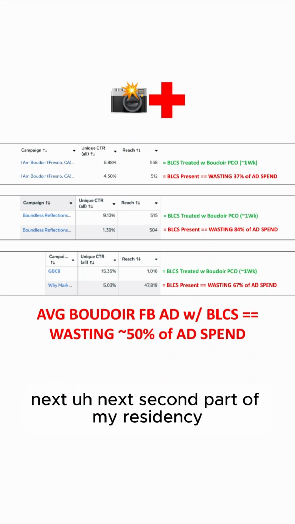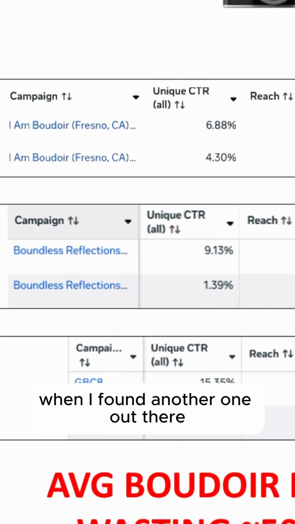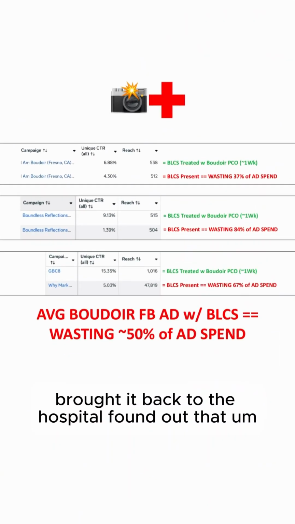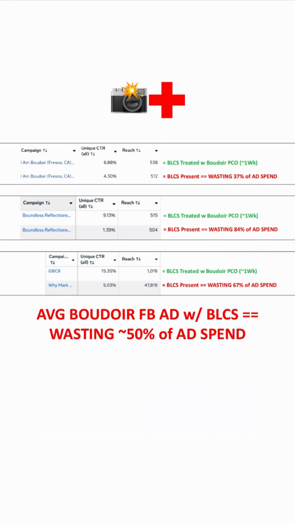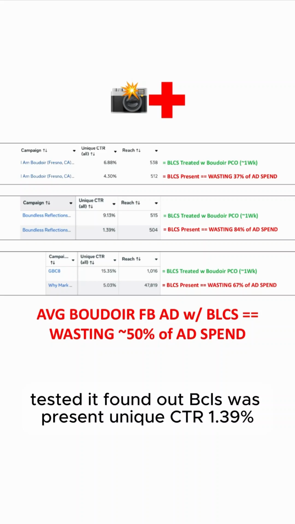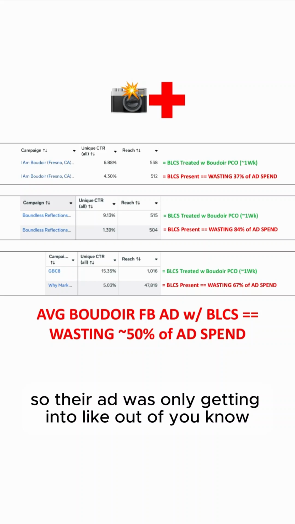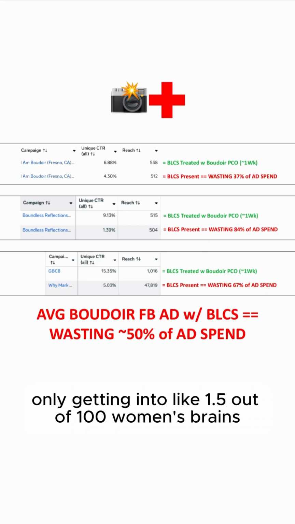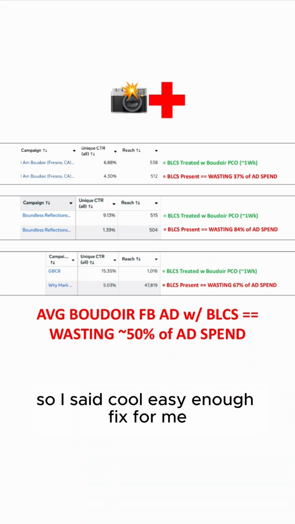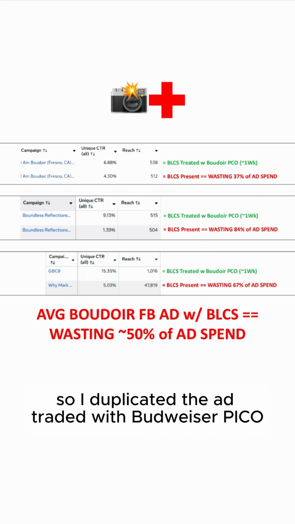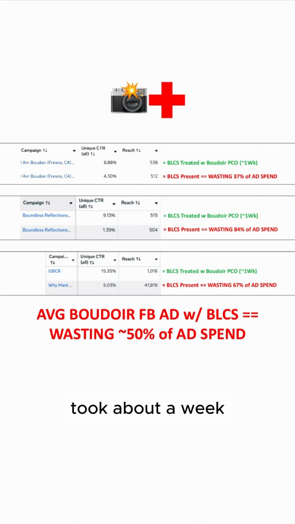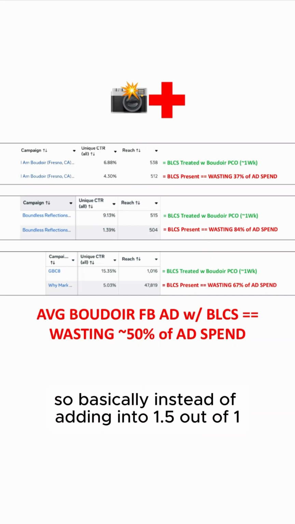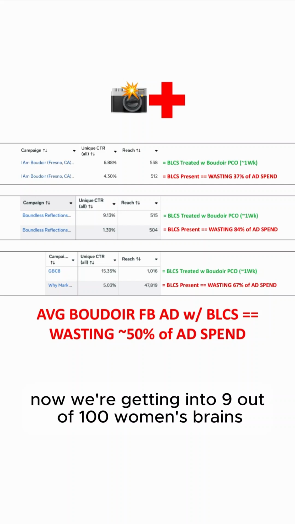Next, second part of my residency, I found another Boudoir Facebook ad out there in the wild, brought it back to the hospital, ran it, tested it, and found out BLCS was present, with a unique CTR of 1.39%. So their ad was only getting into like 1.5 out of 100 women's brains. So I said, cool, easy enough fix for me. I duplicated the ad, treated it with Boudoir Pico, took about a week, and got the unique CTR-all up to 9.13%. So basically, instead of their ad getting into 1.5 out of 100 women's brains, now we're getting into 9 out of 100 women's brains.